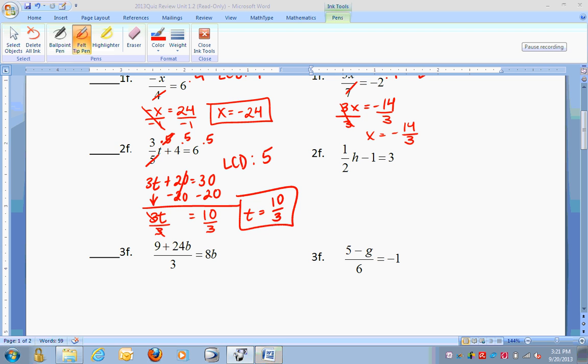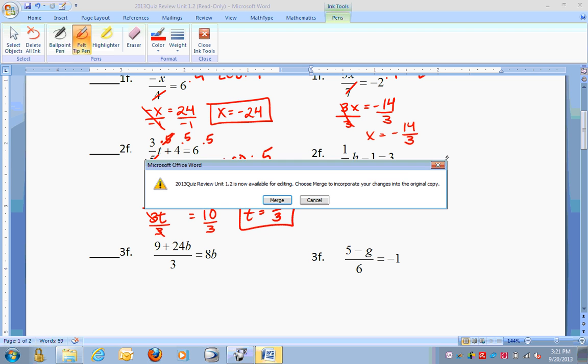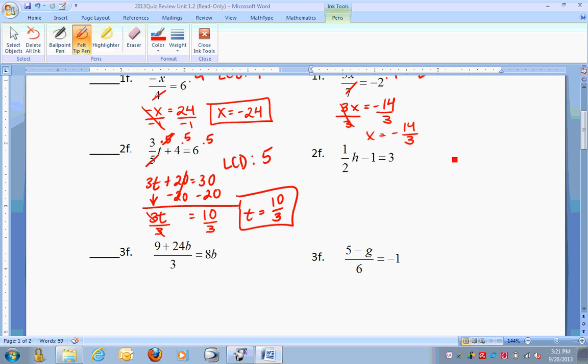So now in problem 2F under the target practice column, I need to clear the fractions. My least common denominator is 2 because, again, it's the only denominator that I have. So I multiply by 2 in every part of my equation. These 2's cancel, so I'm left with h, 1 times h, which is h, minus 1 times 2, which is 2, and then 3 times 2, which is 6.